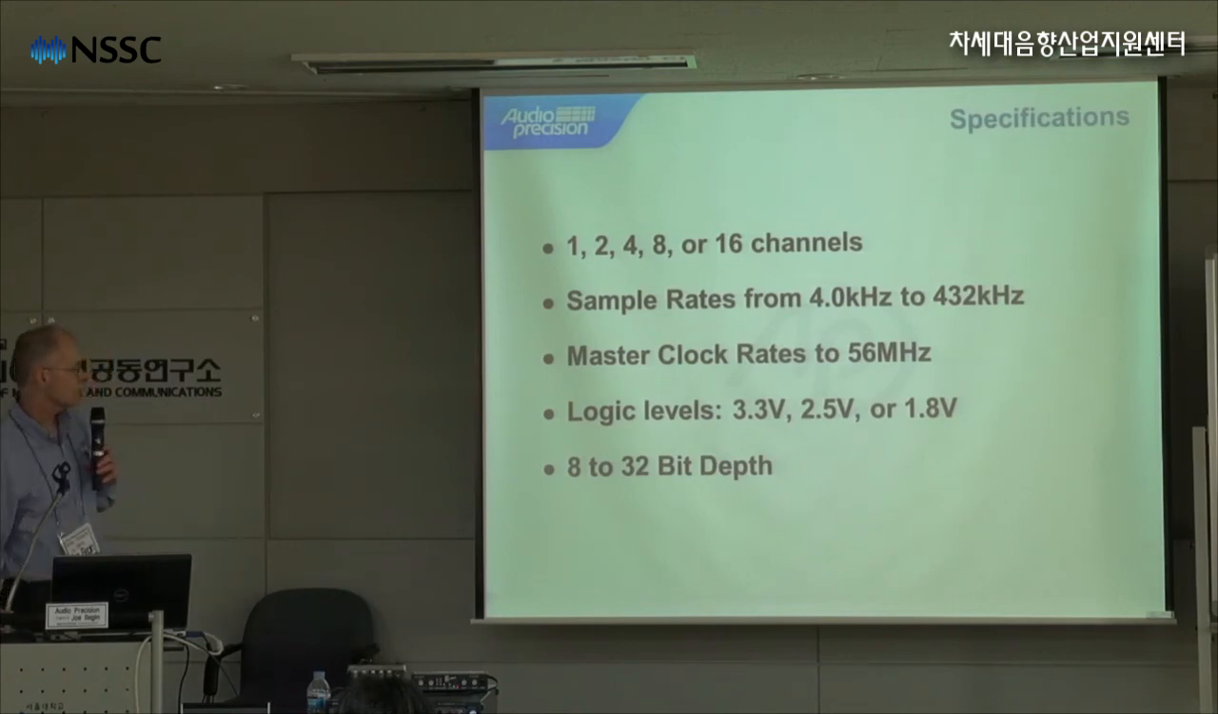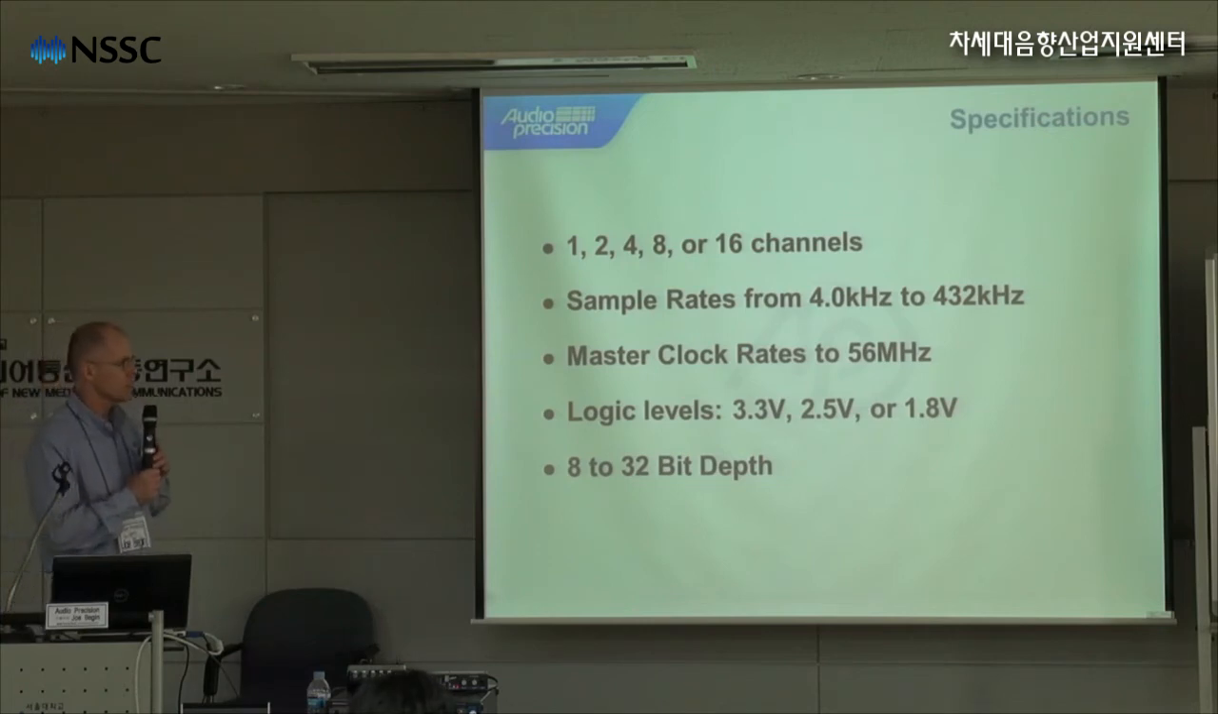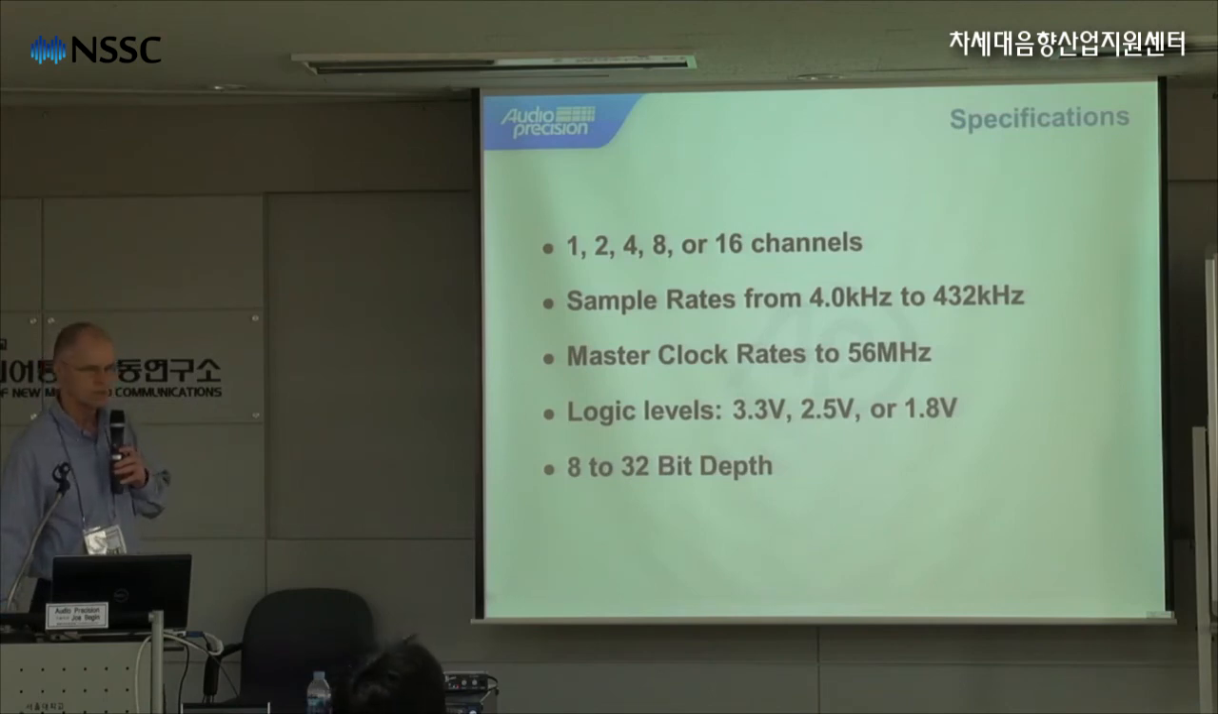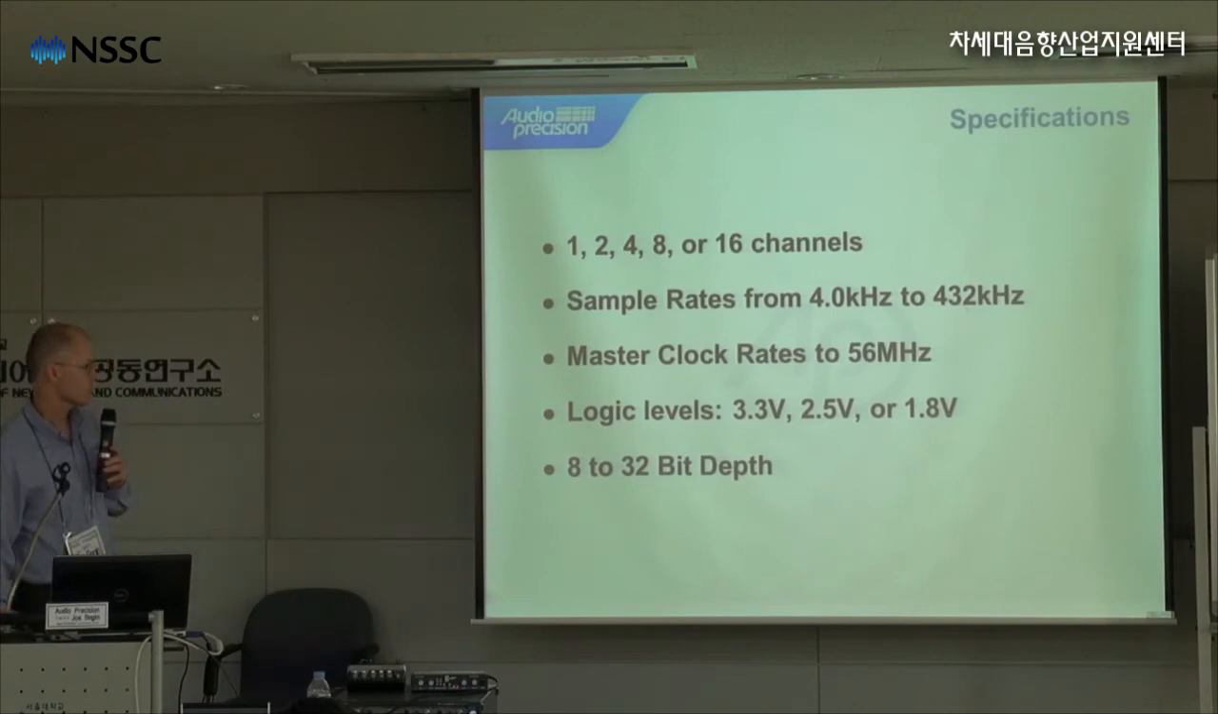We handle sample rates from 4 kilohertz to 432 kilohertz, and this was just announced, I think this week or maybe last week. There's a new release of our software, version 4.1.1, which is available for download now. We just posted it on Friday last week, and it allows sample rates on the DSIO up to 432K. The master clock rates are up to 56 megahertz, and we have logic levels of 3.3 volts, 2.5 volts, or 1.8 volts, and bit depths from 8 bits to 32 bits.